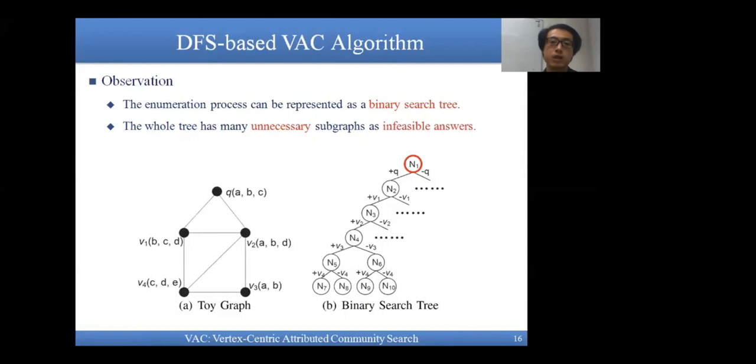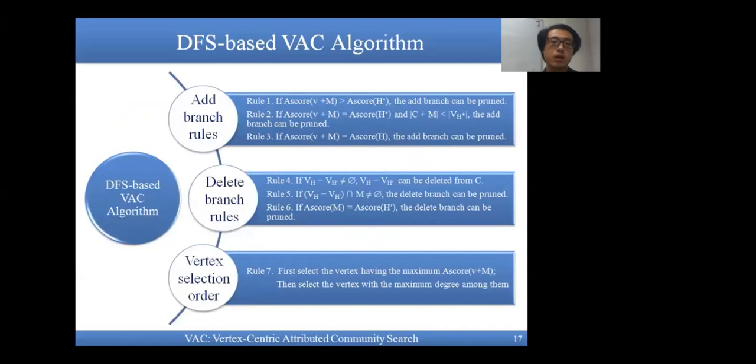Based on this observation, if we can prune the unqualified binary search tree nodes as early as possible, the efficiency of the algorithm can be improved. Motivated by this observation, we propose our first algorithm by traversing the binary search tree in a depth-first manner, during which we propose three heuristics to prune the search space. In particular, the add branch rule and the delete branch rule are used to prune the unqualified branches, and the vertex selection order is used to select the vertex that can yield more pruning in the binary search tree.